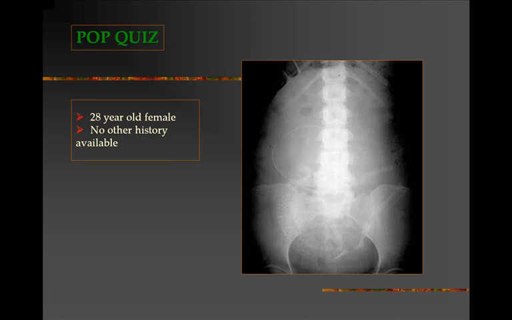Okay, here's the pop quiz. A 28-year-old female had an X-ray of the abdomen. No other history available. Diagnosis, please. What do you see?